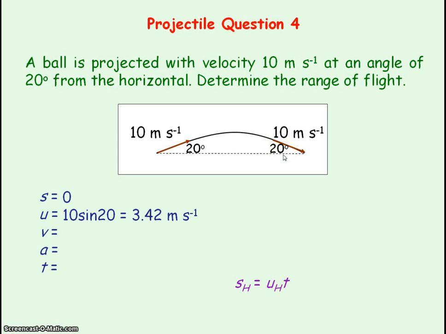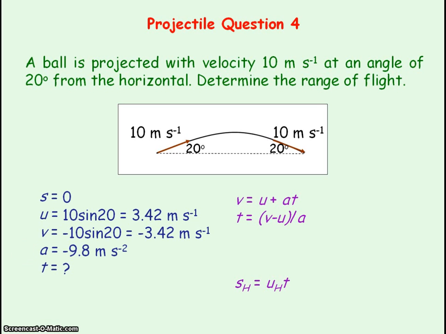So the final velocity will equal minus 10 sine 20. The acceleration, which is due to gravity, will equal minus 9.8 meters per second squared. And we're trying to determine t, the time of flight. So we can use any of the SUVAT equations which has t in the equation. However, I'm going to use the equation that links u, v, a and t, which is v equals u plus at. And if we rearrange the equation to make t the subject and substitute in the values, we get a time of flight as 0.70 seconds.